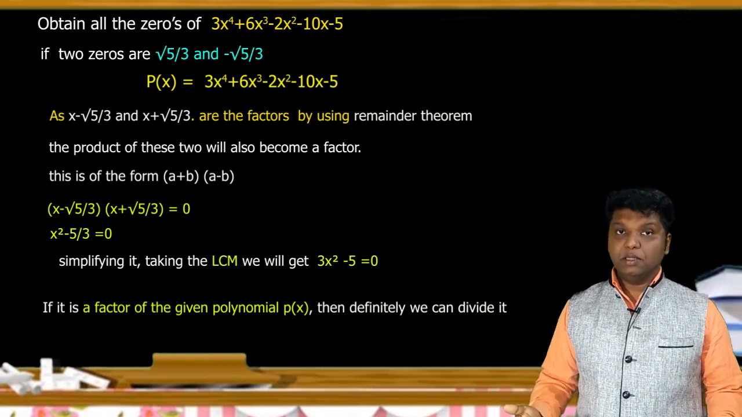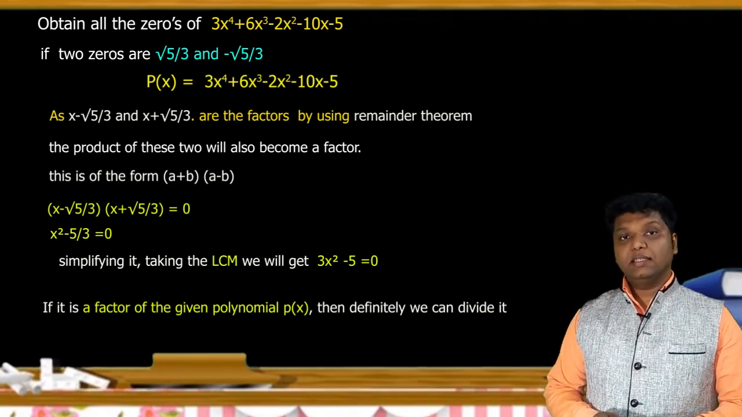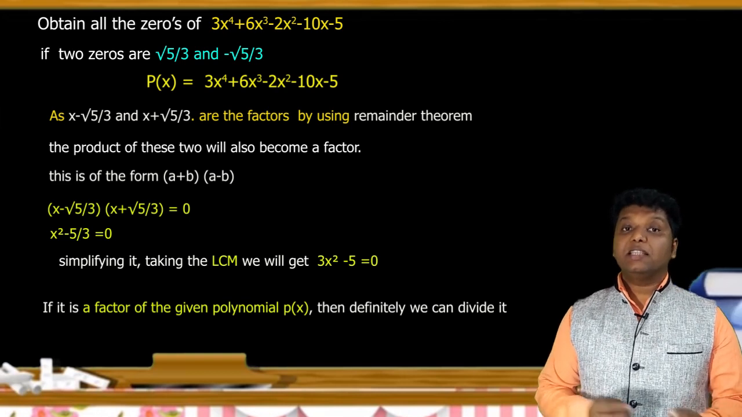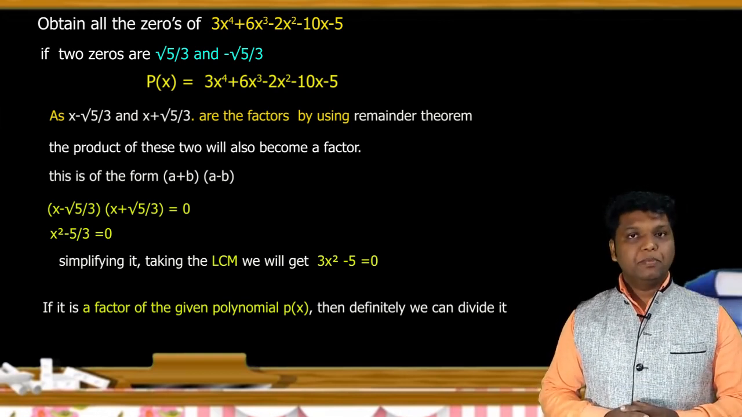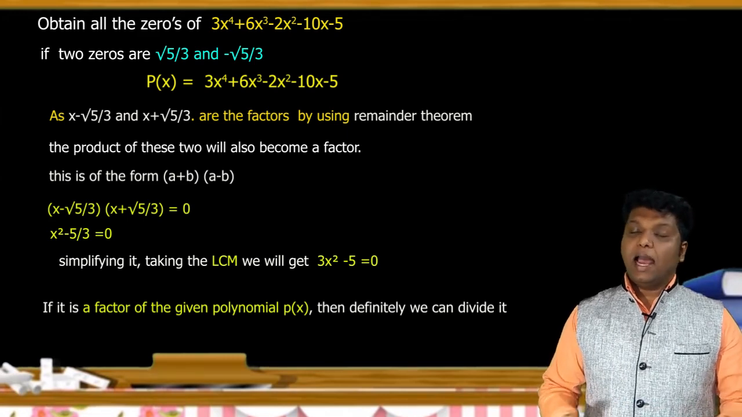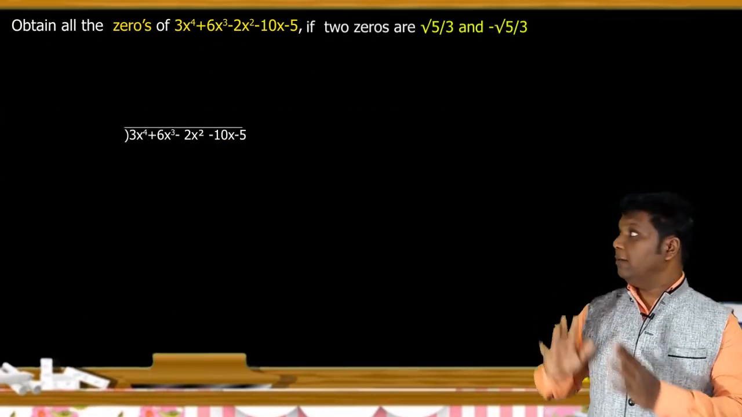It's completely divisible. Now we understood that 3x square minus 5 is a factor of the given polynomial p of x. Is that clear? So now let us divide them by the actual long division method. So you will have to draw like this.